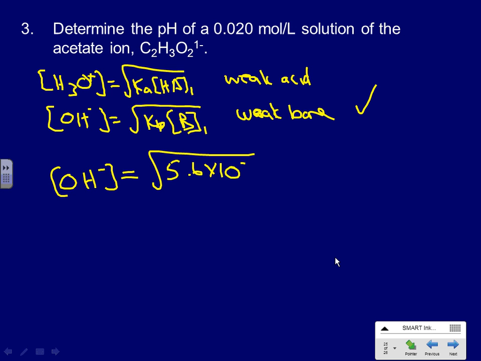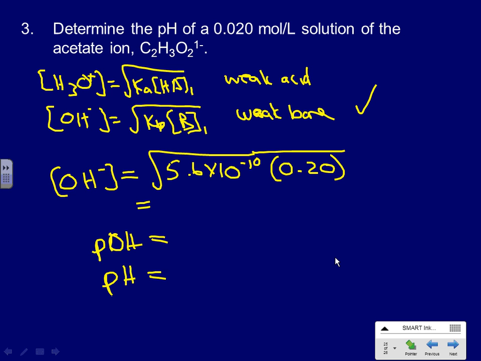Times 10 to the minus 10. We have the concentration, 0.20. That's going to get me the OH concentration. I can then get the pOH, and then I can get the pH. So essentially, what we're saying now is you've got to be very critical about what is in the water.